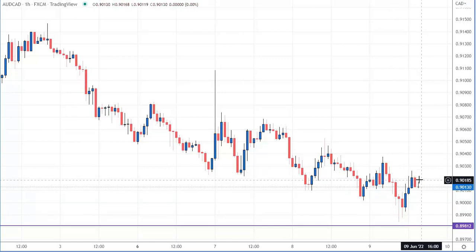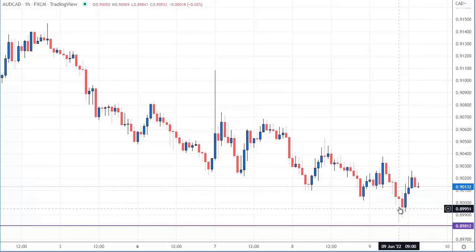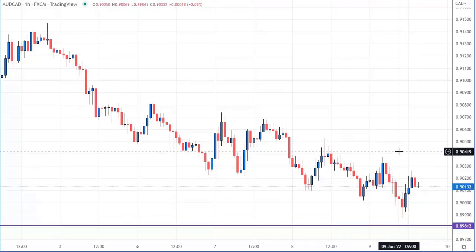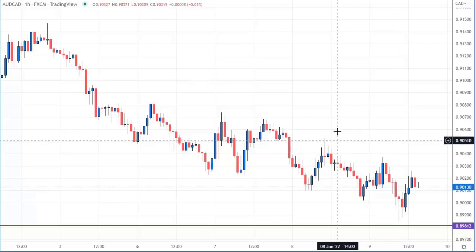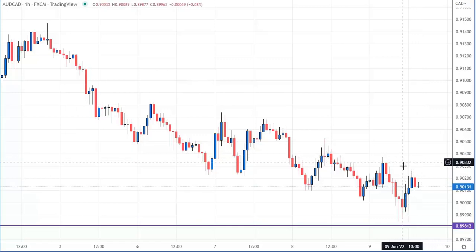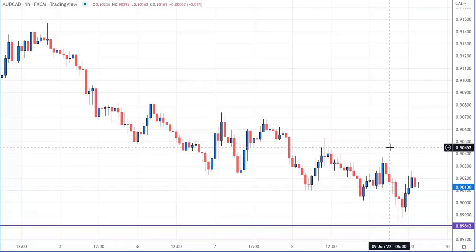But maybe it'll set up. What has to happen for it to set up? Well, we need to see some kind of structure damage here, right, on the smaller time frame. We haven't seen that yet. Okay, so we'll see what happens with this. But again, this is one of the things that could happen. You may or may not be filled.